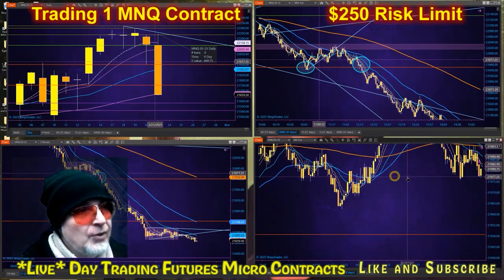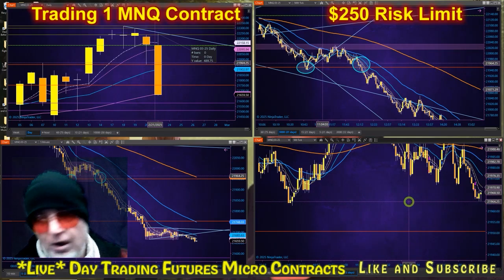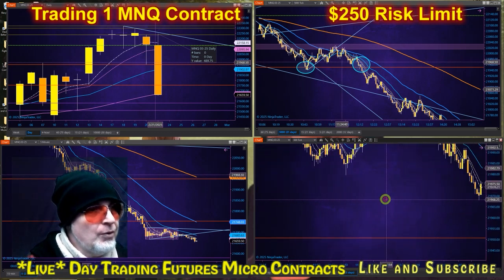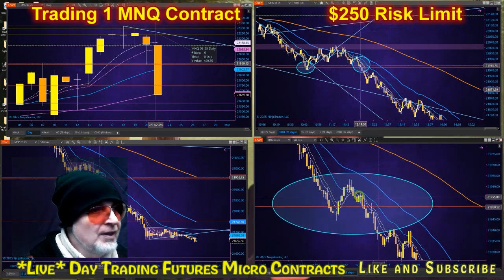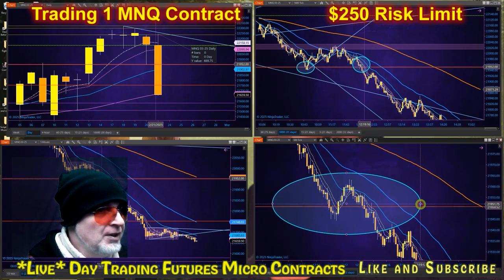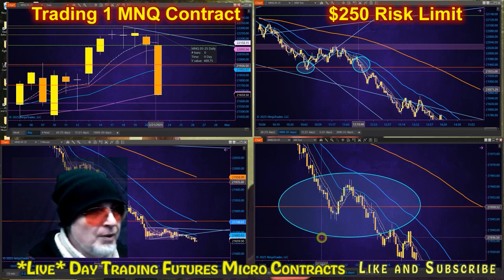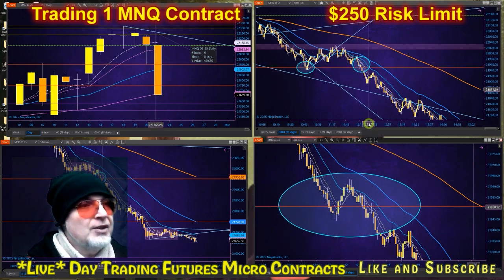All right, so that's the first area. One first loss, a little tiny loss, and then a big run on the second one. Let's go to where it actually breaks down. Let's take a look at the breakdown now, because it's very important that we use the higher time charts along with these 500 tick charts and so on.